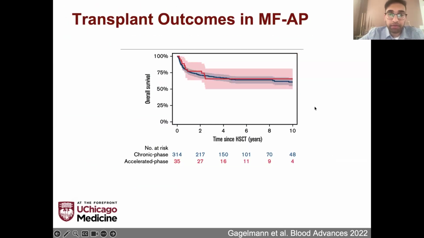One thing to note is patients that make it to transplant, particularly in the accelerated phase of disease, do quite well. This was an analysis that looked at 35 patients with accelerated phase myelofibrosis. As a reminder, accelerated phase means 10 to 19% blasts, and their 3-year overall survival was just under 70%. That was very similar to what was seen in a cohort of patients with chronic phase myelofibrosis. So for patients who are candidates and well enough to receive allogeneic transplant in the accelerated phase, that should strongly be considered.